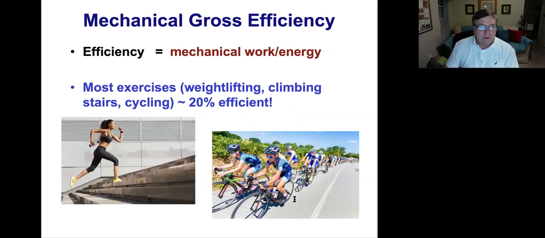With gross efficiency, with a lot of exercises, if you're climbing a set of stairs, or unless you're a well-trained cyclist, for most of us, riding a bicycle, we're about 20% efficient. That means about 80% of the energy we use probably is going to go towards heat. So this time of year and later, that can be a problem if you're outdoors.